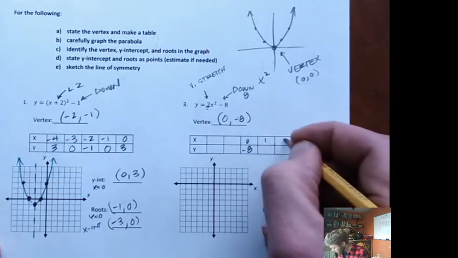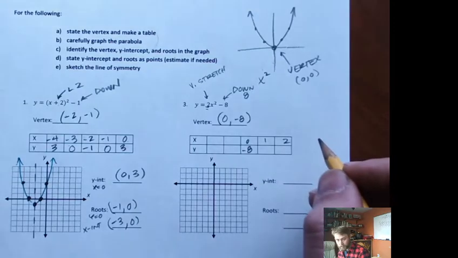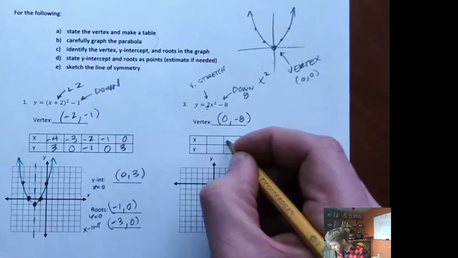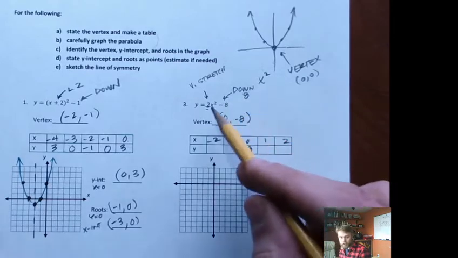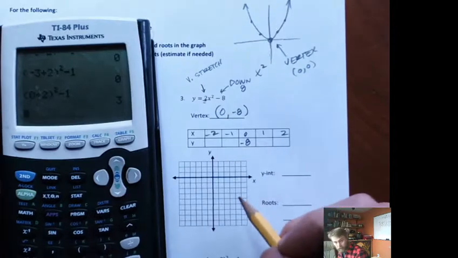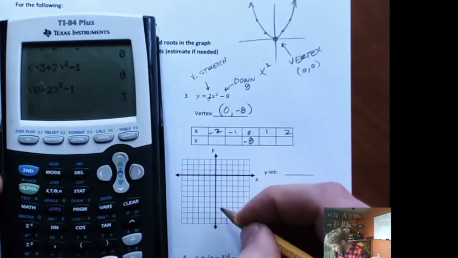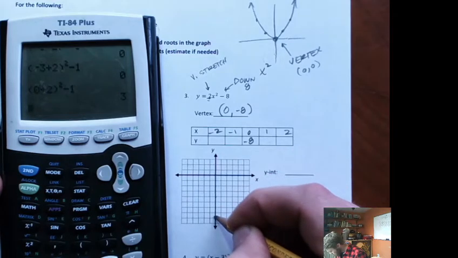So this will be 1 and 2. And you can always count by ones in the x for intermediate algebra. That'll be okay for the work we're doing. Negative 1, negative 2. Okay, and let's just plug those numbers in. And maybe let's graph this. 0, negative 8. It's right here.